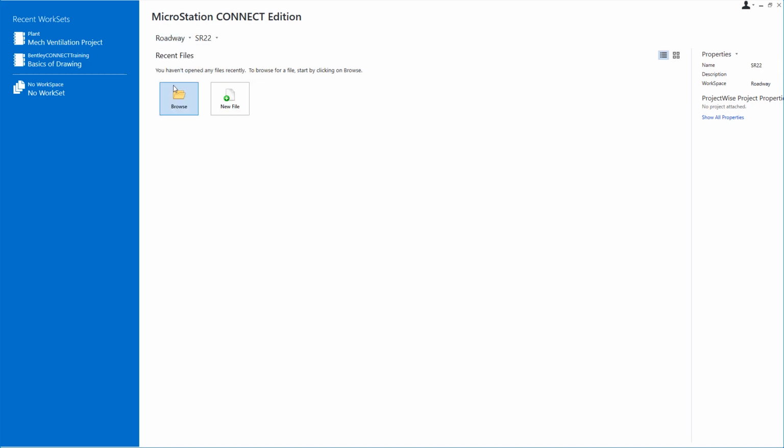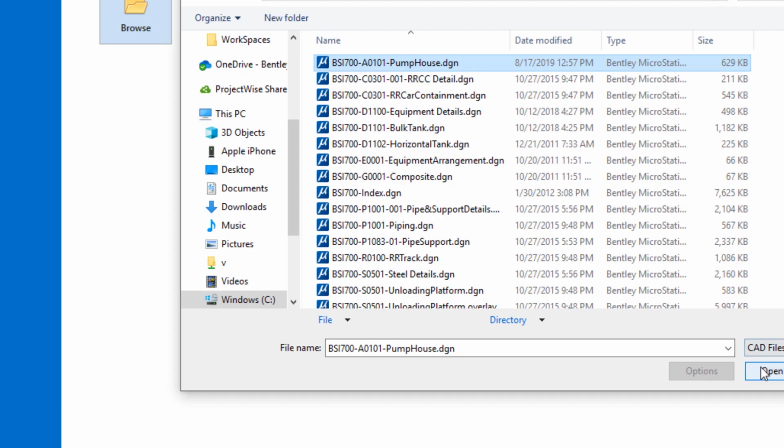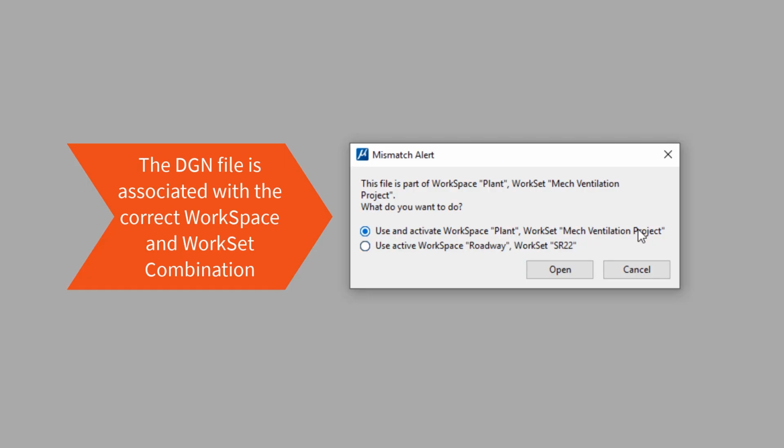Today in the MicroStation CONNECT Edition, we have what's referred to as branding. In actuality, it's the association of the MicroStation CONNECT workspace and workset to the DGN or design file.